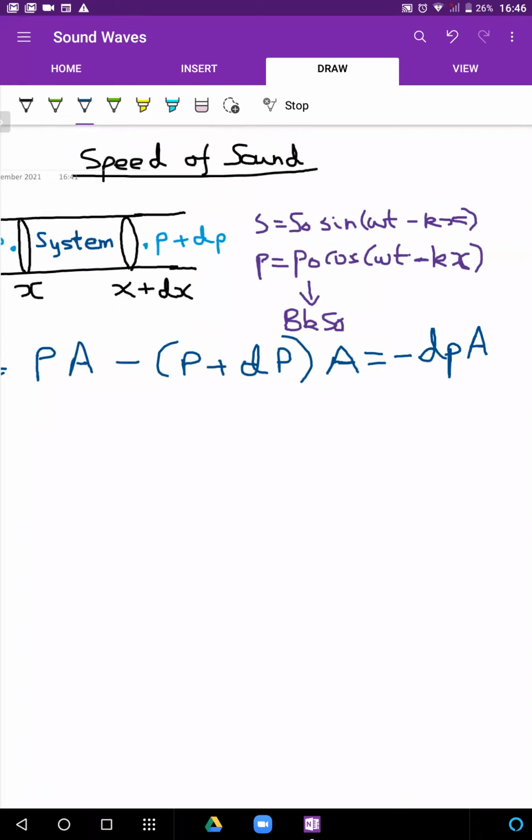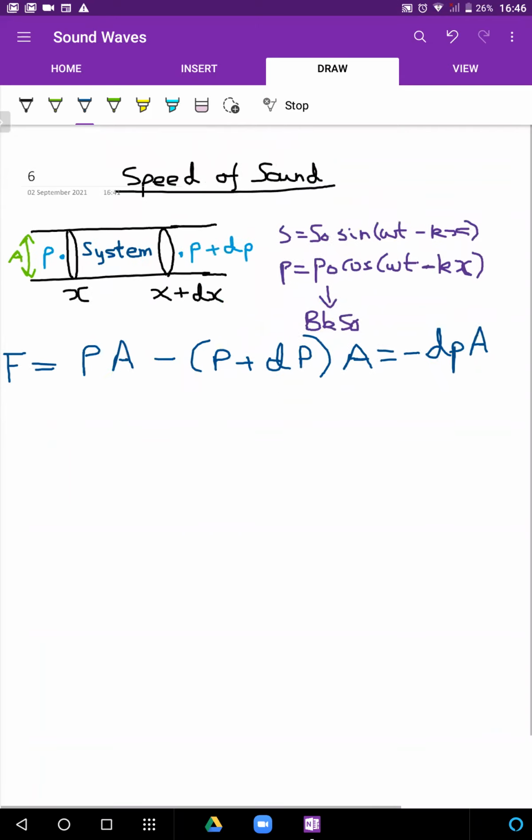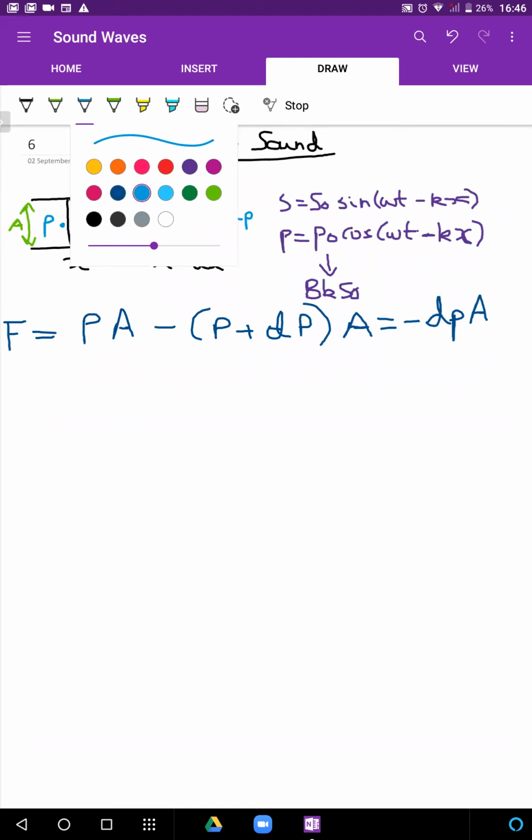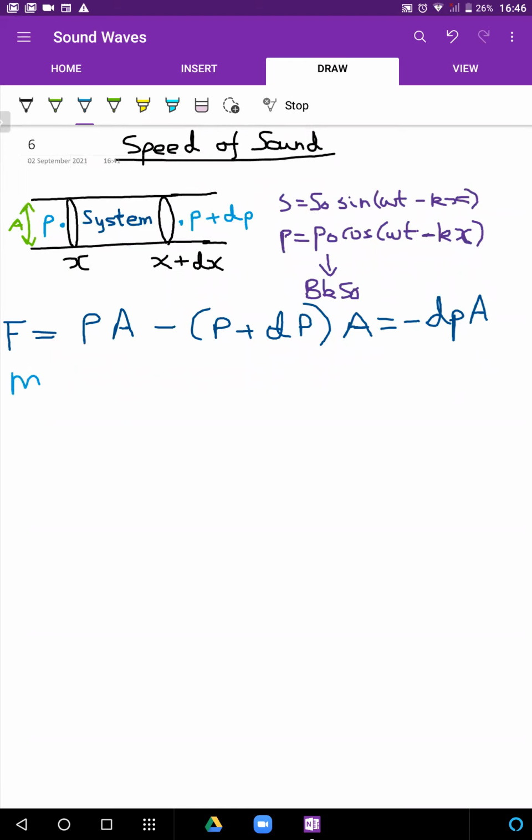Okay. Then उसके बाद है mass. Alright, so mass is density into area into dx. Mass is density into volume. So rho A dx हो जाएगा अपना mass. Okay, so we have force now.